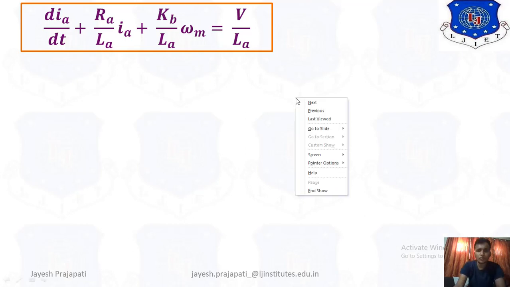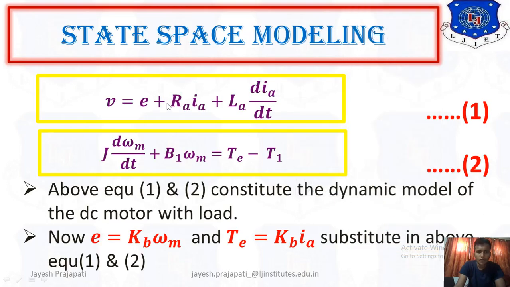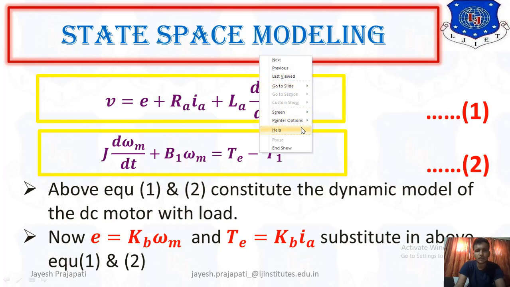We have not done anything special; you can see that it is simple. What we have done is divide the whole equation by La: V by La, E by La, then Ra Ia divided by La, then dia by dt. So we start with this equation: dia by dt plus Ra divided by La into Ia, and also E equal to Kb into omega m divided by La, is equal to V by La. So you can see that is the equation.